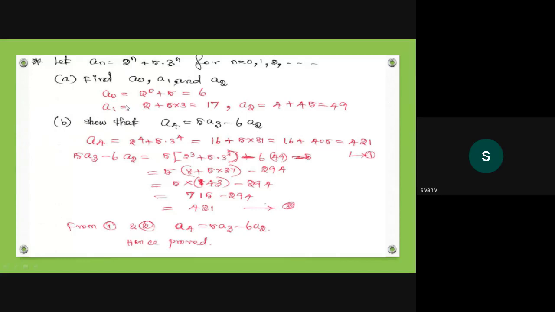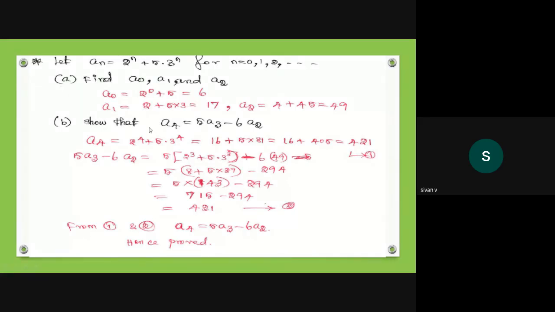And n equal to 1. a1 equals 2 power 1 plus 5 into 3 power 1. So 5 into 3 is 15, 15 plus 2 is 17. And a2 equals, n equal to 2 here, 2 power 2 plus 5 into 3 power 2, that is 4 plus 45, which is 49. This is for finding a0, a1, a2.